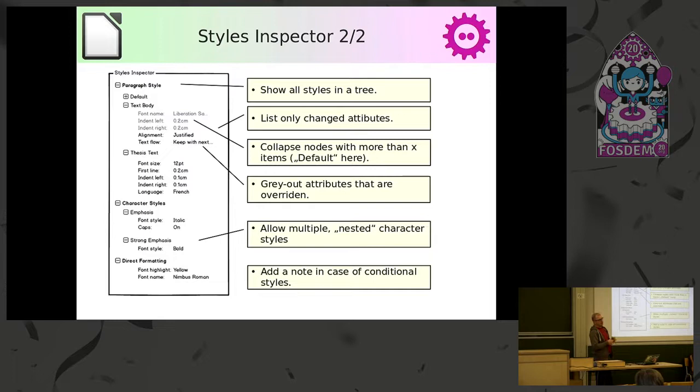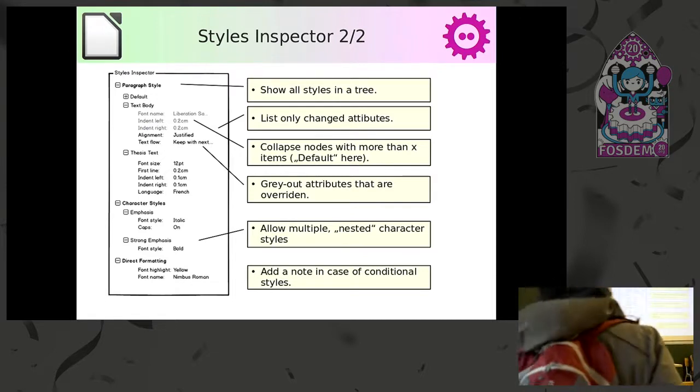To avoid too much information on one side, I would suggest to collapse starting with a certain number. That means default with no parents would have all the attributes a style has listed, hundreds, or maybe not hundreds, but a lot. It is collapsed all the time, as shown here, but you can open it.